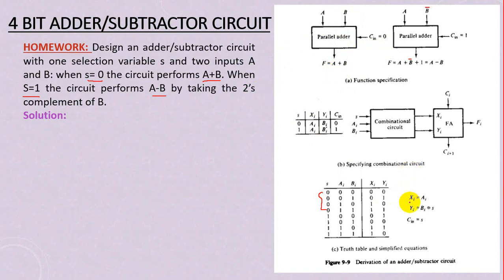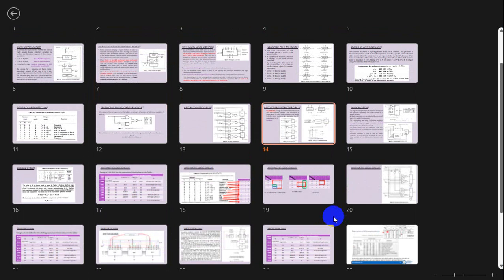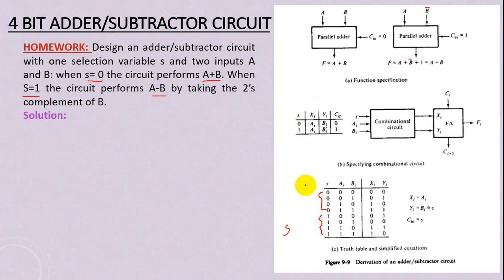So X equal to A and carry in equal to S. That means when carry in equal to S, that means carry in equal to 0, S equal to 0, it is performing A plus B. Clear? When S equal to 1, in this case, S equal to 1, okay, this S.